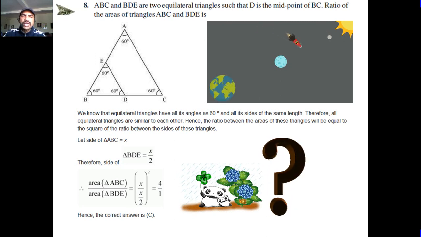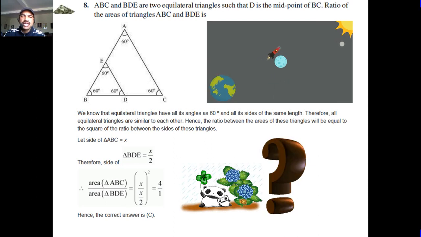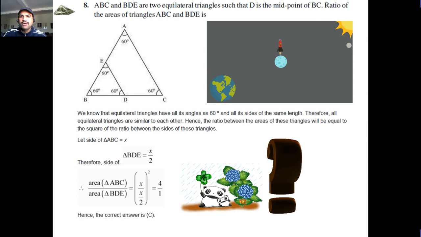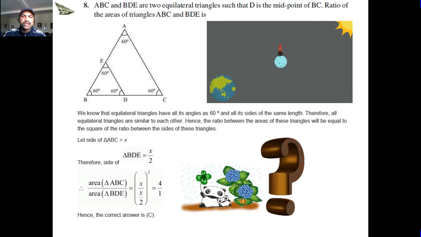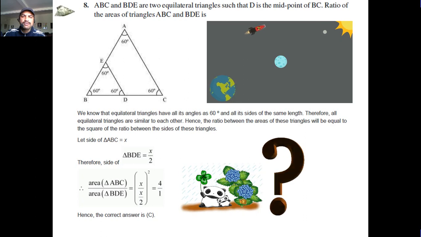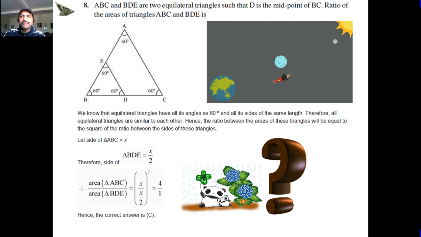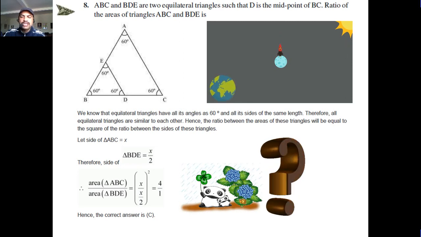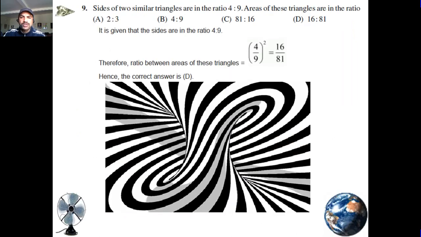ABC, DBE are two equilateral triangles such that D is the midpoint of BC. Find the ratio of the areas of triangles ABC and BDE. Here is the triangle. We know that equilateral triangles have all angles as 60 and all sides of the same length. Therefore, all equilateral triangles are similar to each other. Hence, the ratio between the areas of these triangles will be equal to the square of the ratio between the sides. Let side of triangle ABC be x, and therefore side of DBE is x upon 2. Area of ABC upon BDE is equal to (x upon x/2) whole square, that is 4 upon 1. Hence the correct answer is C.